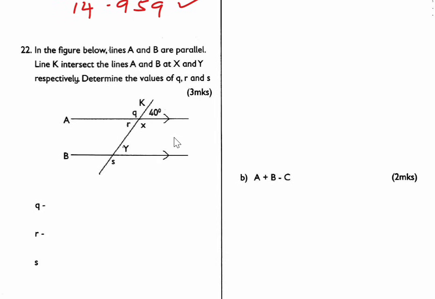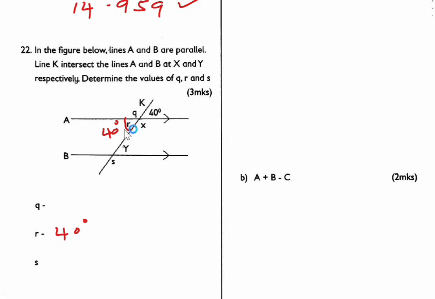Number 22. In the figure below, lines A and B are parallel. Line K intersects the lines A and B at X and Y respectively. Determine the values of Q, R, and S. From this diagram, these two angles, 40 and R, are vertically opposite angles. Vertically opposite angles are always equal. Therefore, if this is 40, R is also 40 degrees.